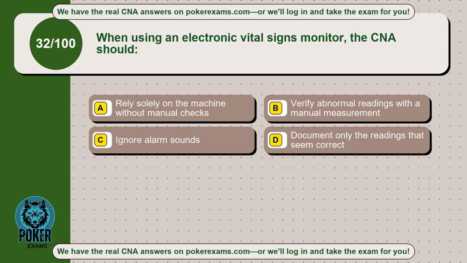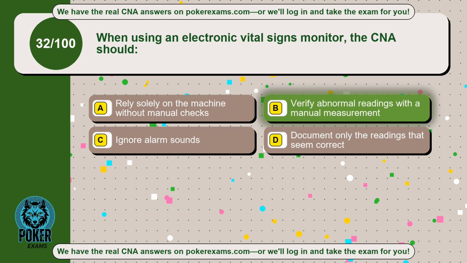Question 32. When using an electronic vital signs monitor, the CNA should: Option A, rely solely on the machine without manual checks. Option B, verify abnormal readings with a manual measurement. Option C, ignore alarm sounds. Option D, document only the readings that seem correct.